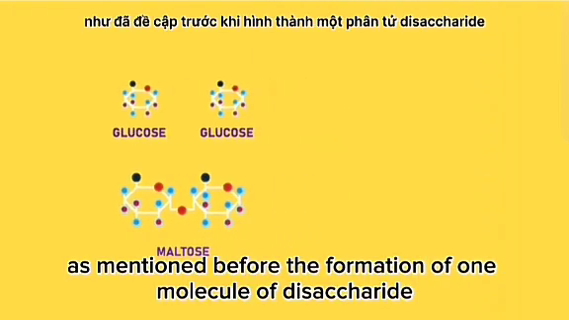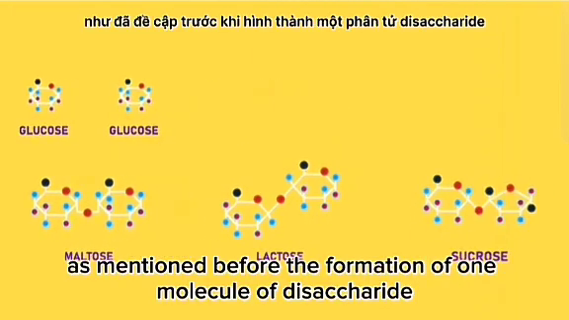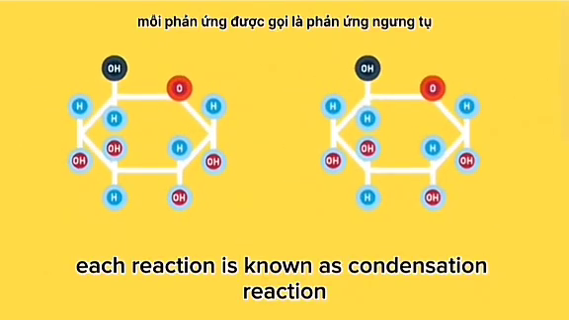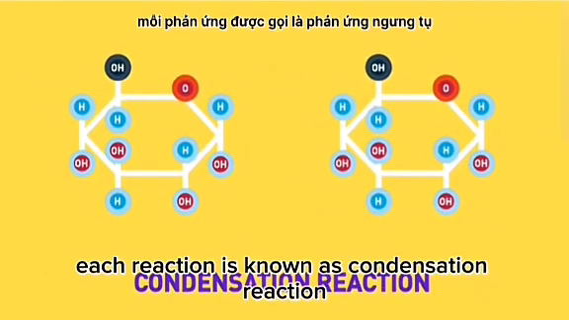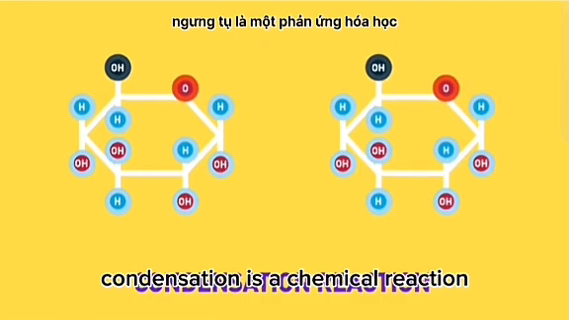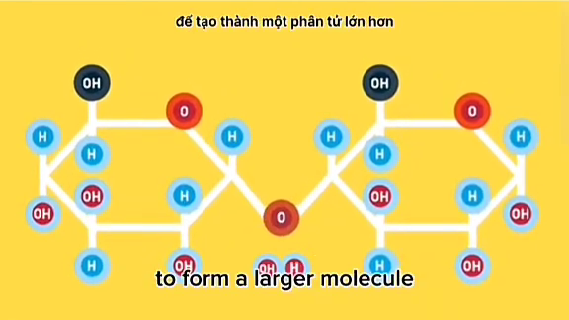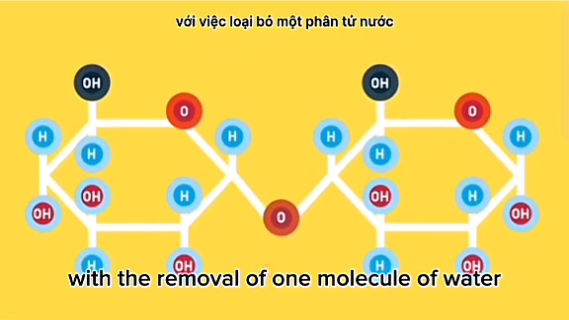As mentioned before, the formation of one molecule of disaccharide requires two molecules of simple sugars. Each reaction is known as a condensation reaction. Condensation is a chemical reaction whereby two simple molecules are joined together to form a larger molecule with the removal of one molecule of water.